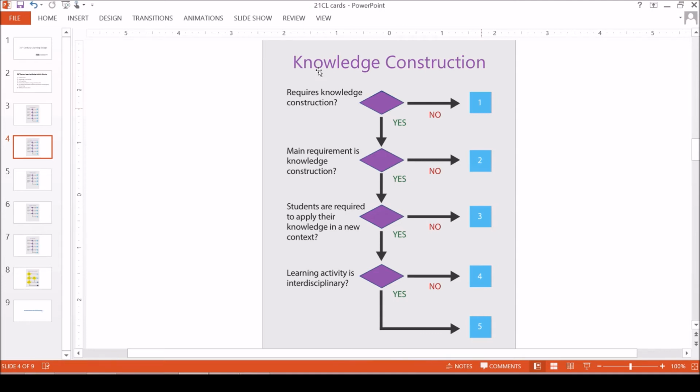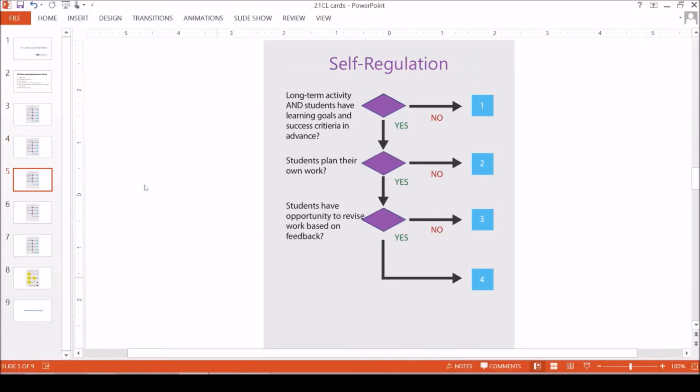But if an individual lesson here or there does, that's fine. But again, it's just not something that we want to do too much. Now let's move on to the next rubric, which we see as self-regulation.